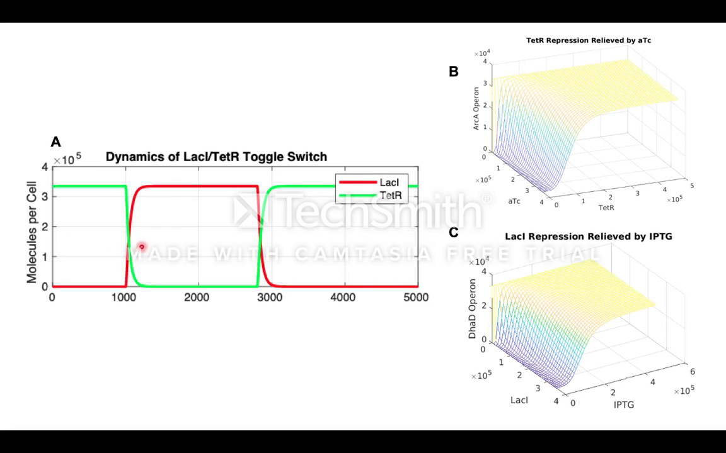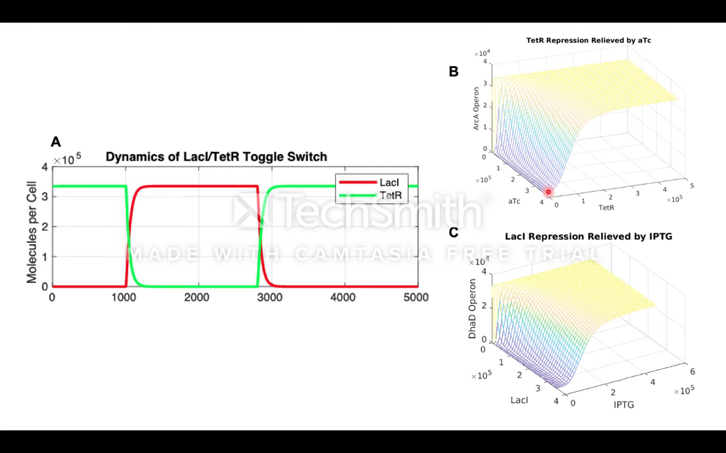Right here, we would be putting in ATC, relieving TET-R, and allowing for the transcription of LAC-I and the shutting off of the system. And then here we would have the addition of IPTG, allowing for the transcription and repression properties of TET-R to be expressed. And over here we see some slight differences.